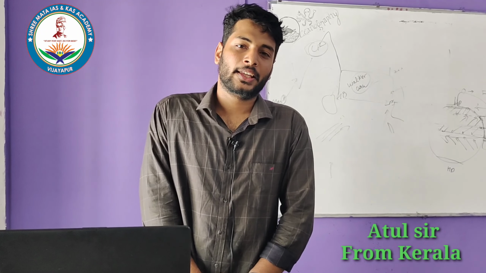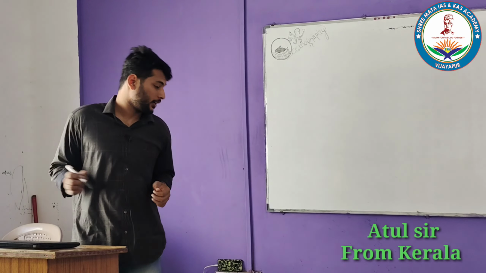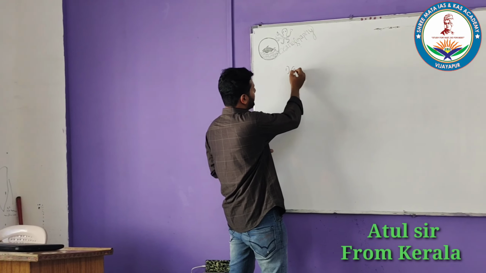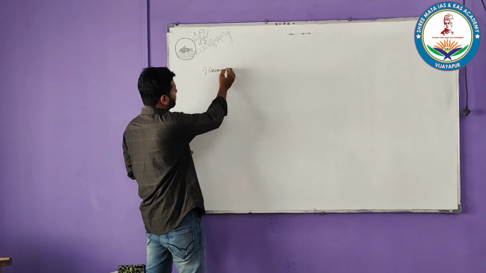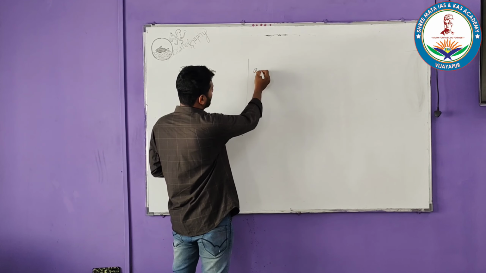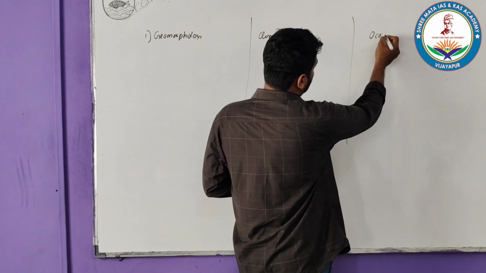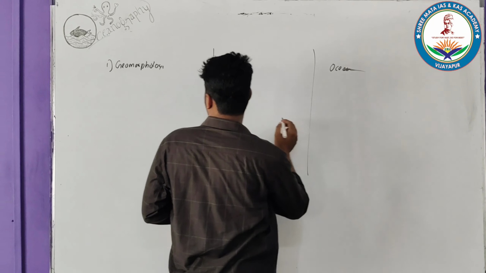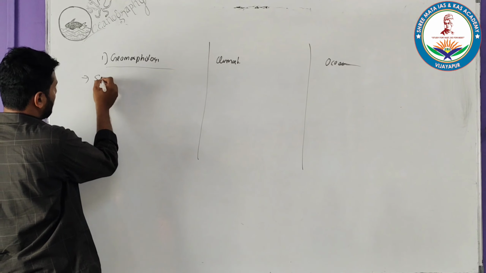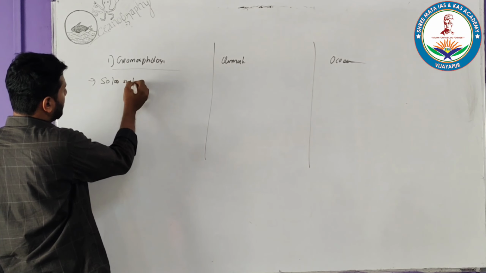I am from Kerala. I am here to take some portions of physical geography. We will start with physical geography. So, three portions. The first is geomorphology. Then comes climatology. Then comes oceanography. Okay. So in geomorphology, we learned about a brief description of the solar system, right?